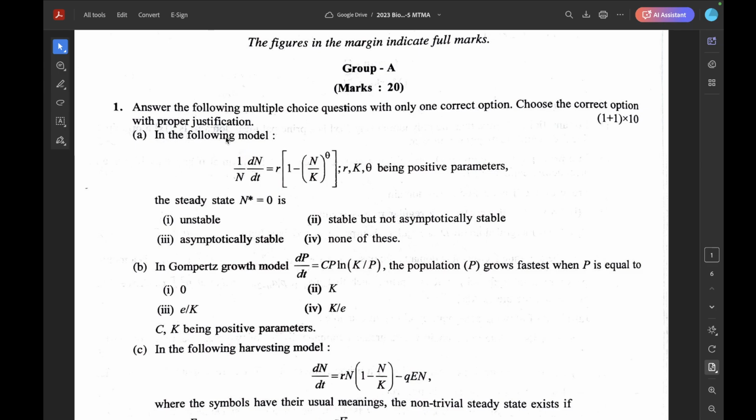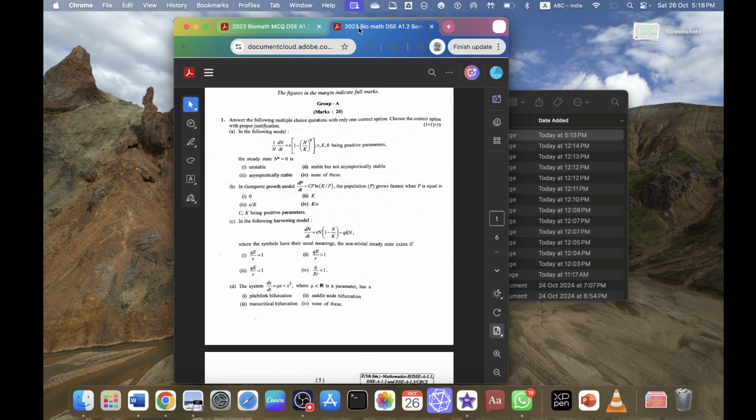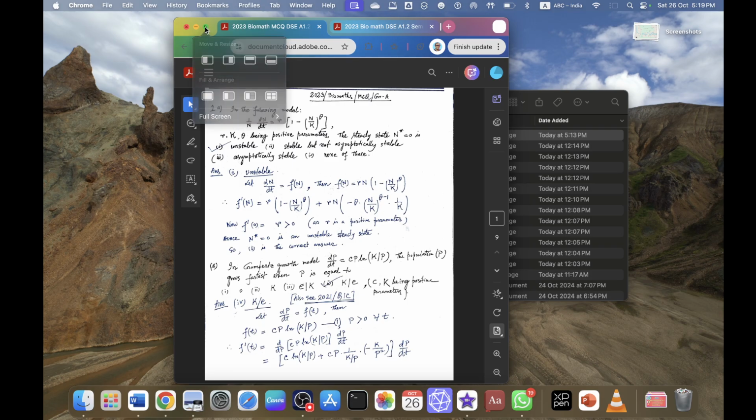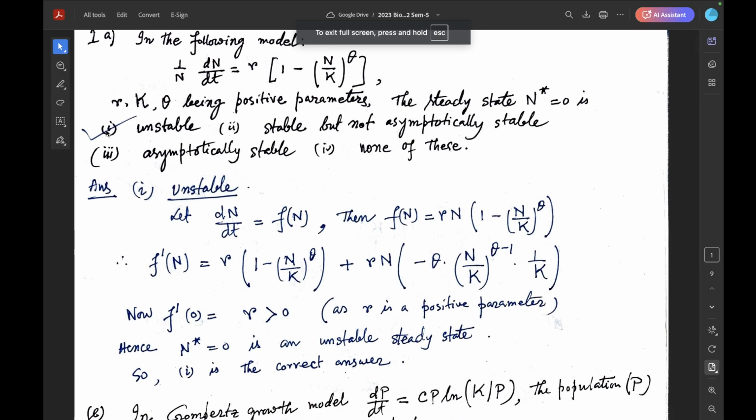In the following model, 1 by n dn/dt equal to r bracket 1 minus n by k whole to the power theta, r, k, theta being positive parameters, the steady state n star equal to 0 is what? Correct option is 1, unstable.